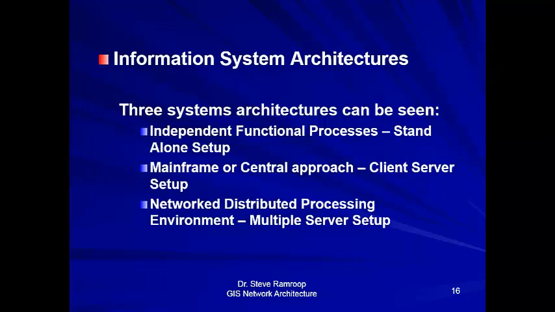Now the next section in Lecture 3 is Information System Architecture. There are 3 types of architectures listed there. It's independent functional process. Second, mainframe or central approach. Third, network distributed processing environment. We're going to look at each one of them individually. We're going to look at the characteristics, then we're going to look at the advantages and disadvantages of them.